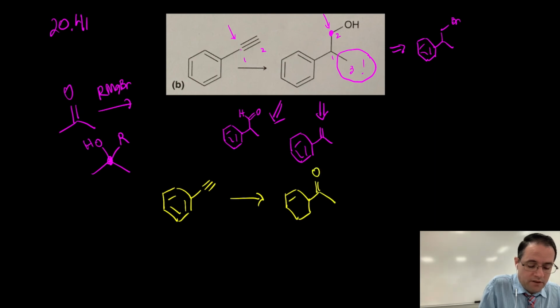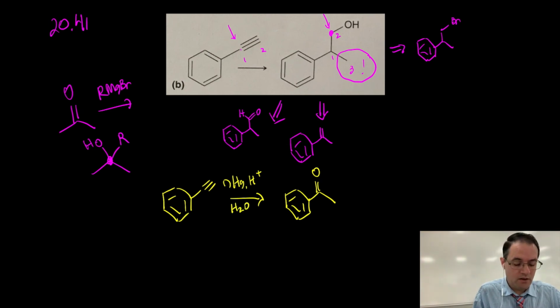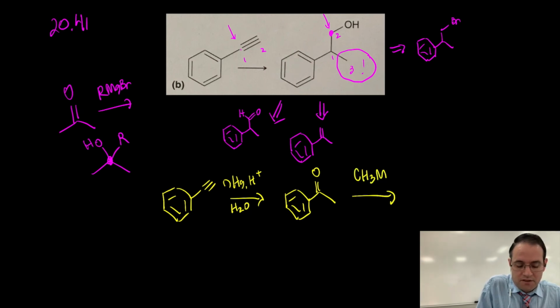So we can convert this to acetophenone with an ordinary hydration. I shouldn't put step 1. That's the only step. Mercury, acid, water. Okay, so this will make a ketone. And then I could add a Grignard to this, right? I mean, I could add more carbons to it. So if I add CH3MgBr, for example, and then I add water.